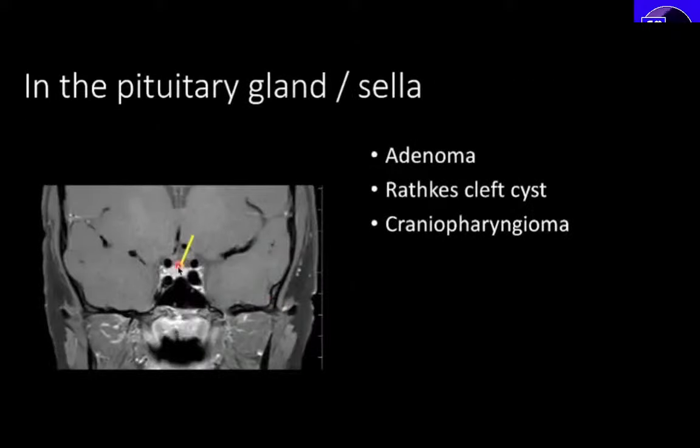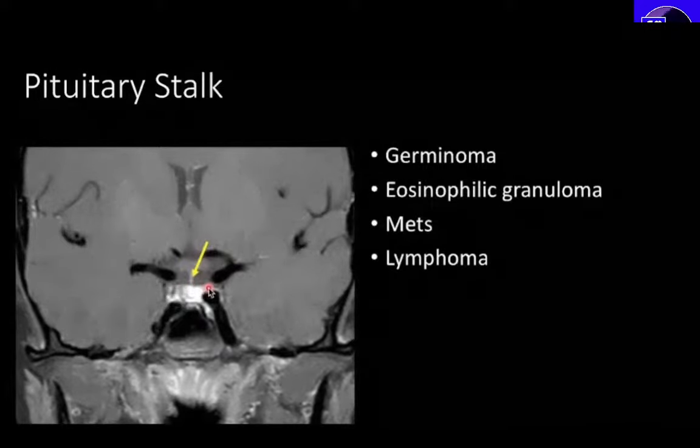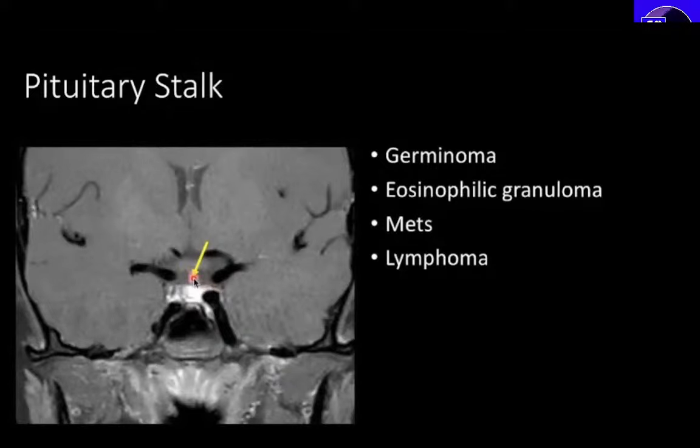So here we have the pituitary gland, and if the lesions are predominantly in the sella or in the pituitary gland, then the differentials of pituitary adenoma or Rathke's cleft cyst or craniopharyngioma may be considered. These are lesions which are centered in the sella. Lesions may be centered in the suprasellar region or may be involving the pituitary stalk. These lesions are typically germinomas, eosinophilic granulomas, metastasis, lymphomas, etc.